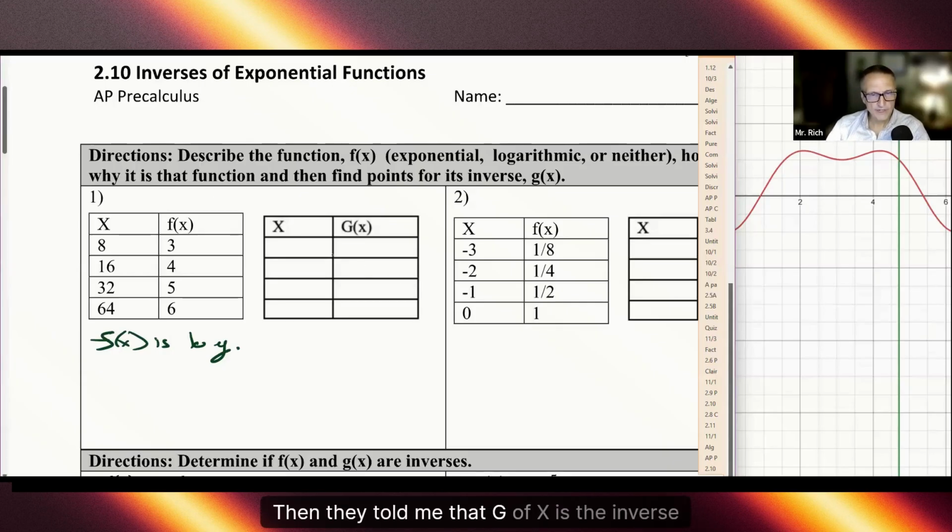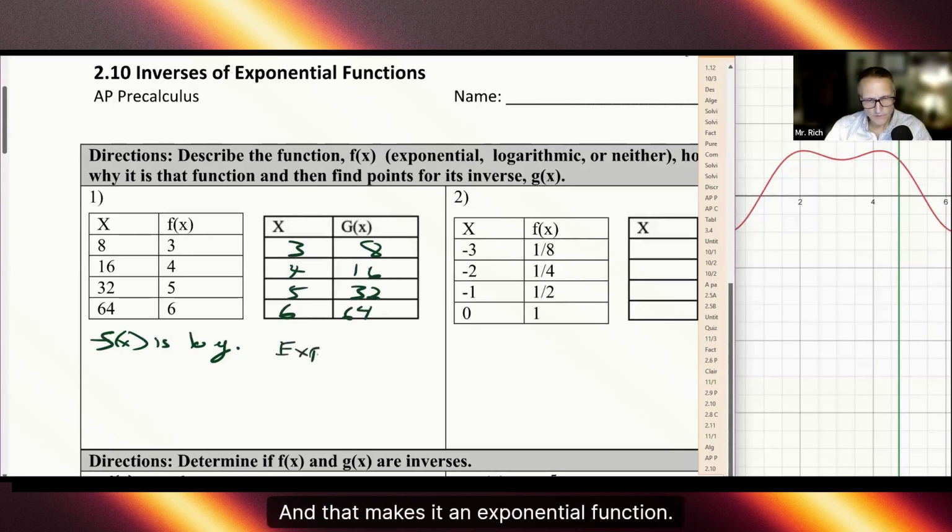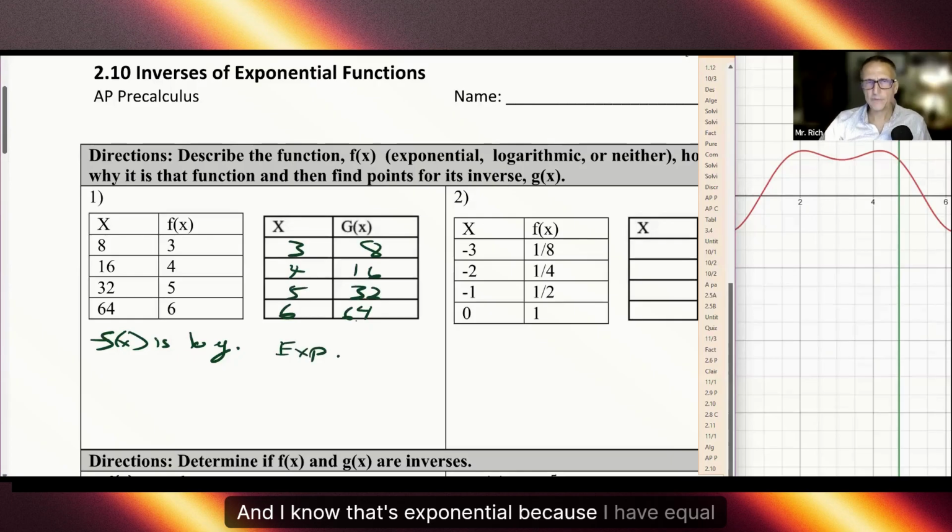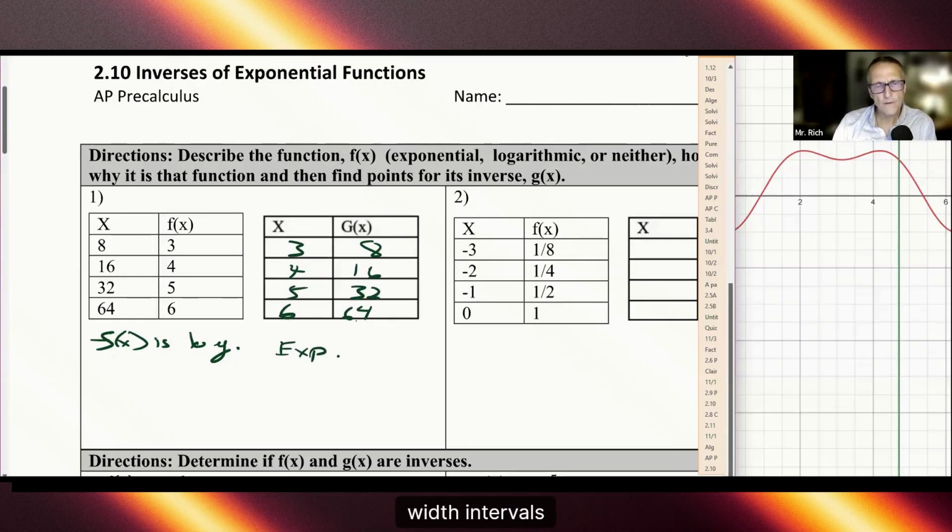Then they told me that g of x is the inverse function of that. Well, you know what inverses are. You flip the x's and y's. So the outputs become the inputs, and then these inputs from f of x become the outputs on the g of x, and that makes it an exponential function. And I know that's exponential because I have equal width intervals and my outputs are proportional.